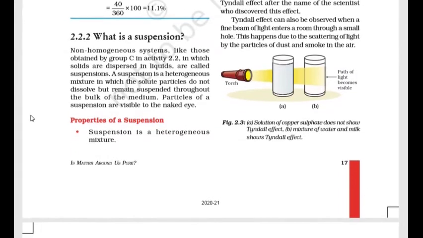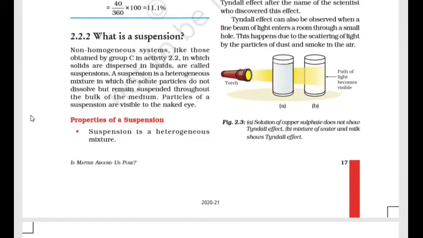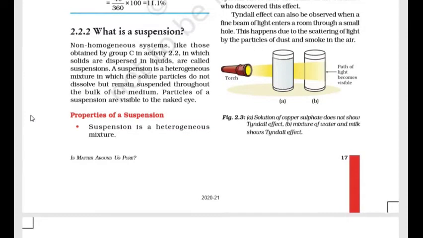Now here comes the next topic, which is a suspension. As I had already told you in the last video, I had discussed activity number 2.2, in which the group C students obtained a suspension, in which the solute particles do not dissolve, but they remain suspended in the bulk of the medium. We can say the particles of a suspension are visible to the naked eye.